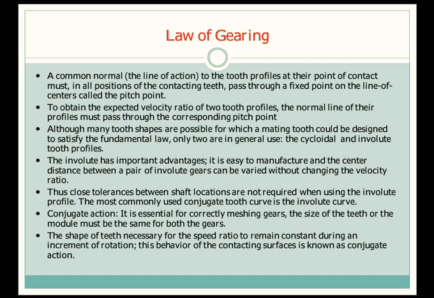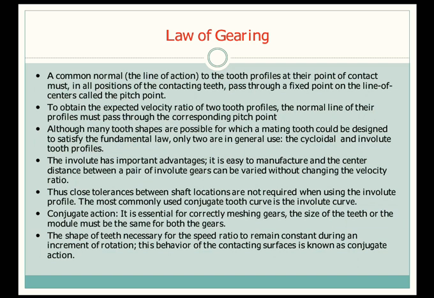Although many tooth shapes are possible for which a mating tooth could be designed to satisfy the fundamental law, only two are in general use: the cycloidal and involute tooth profiles. The involute has important advantages. It is easy to manufacture, and the center distance between a pair of involute gears can be varied without changing the velocity ratio. Thus, close tolerances between shaft locations are not required when using the involute profile. The most commonly used conjugate tooth curve is the involute curve.